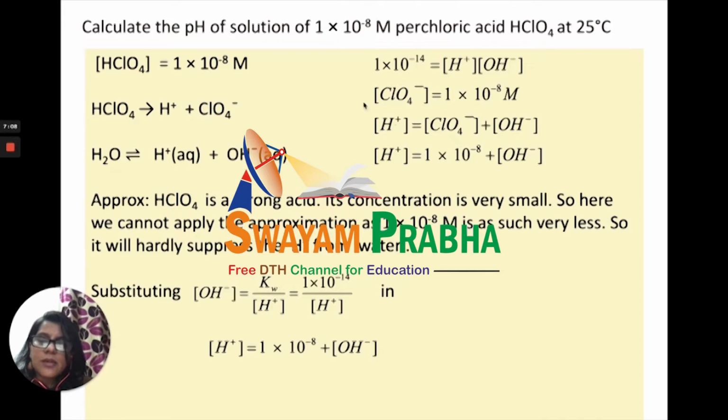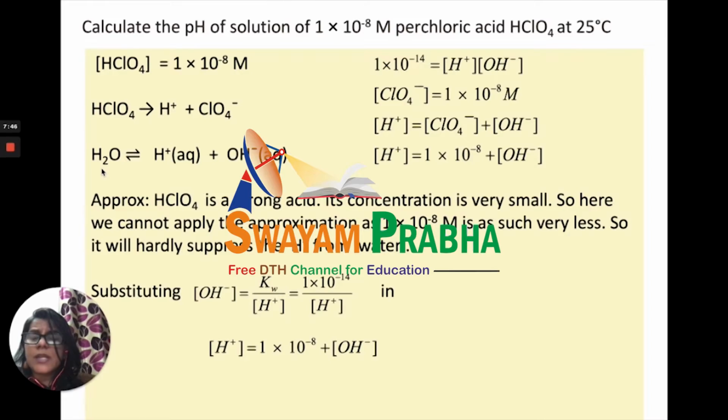Now let us take a look at a numerical which is slightly different. Till now we have taken cases where the concentration of H+ was more than 10^-6 molar. But what happens if it is less than 10^-6 molar? So take this case. Calculate the pH of a solution of 1 × 10^-8 molar perchloric acid HClO4 at 25 degree centigrade. Again the same thing, HClO4 is equal to 1 × 10^-8 molar. It's a strong acid. It will dissociate to give you H+ and ClO4-.